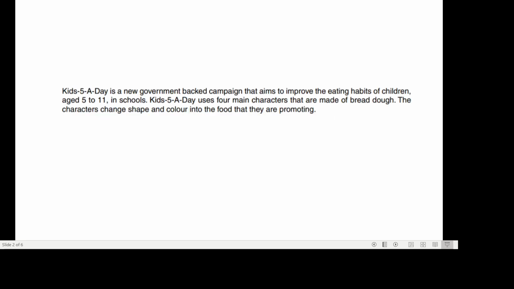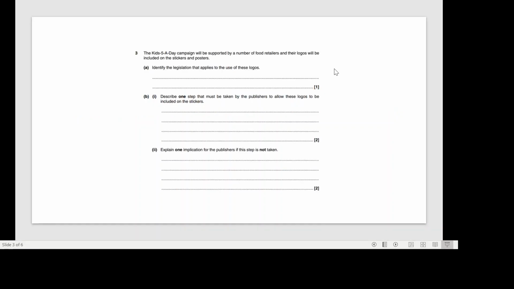Okay, so the first exam question required you to read the following brief. So Kids 5 a Day is a new government-backed campaign that aims to improve the eating habits of children aged 5 to 11 in schools. Kids 5 a Day uses four main characters that are made of bread dough. The characters change shape and colour into the food they are promoting.